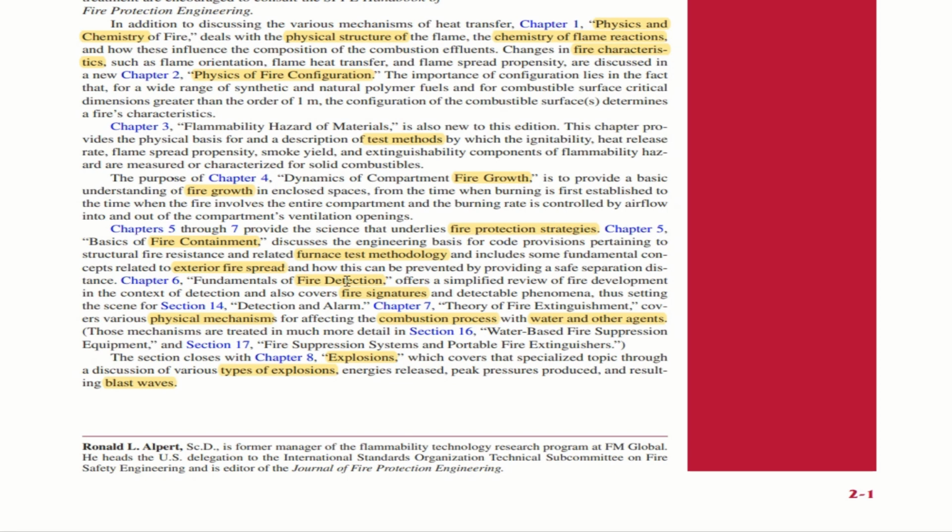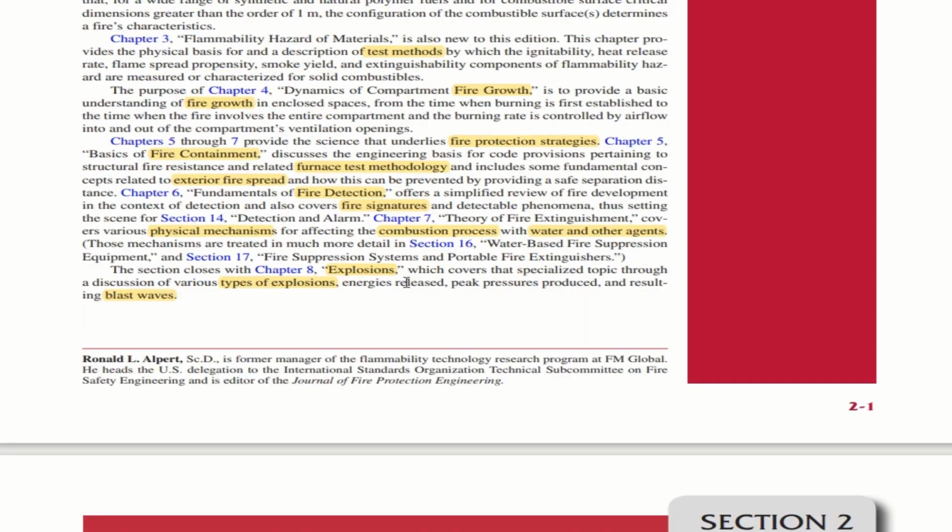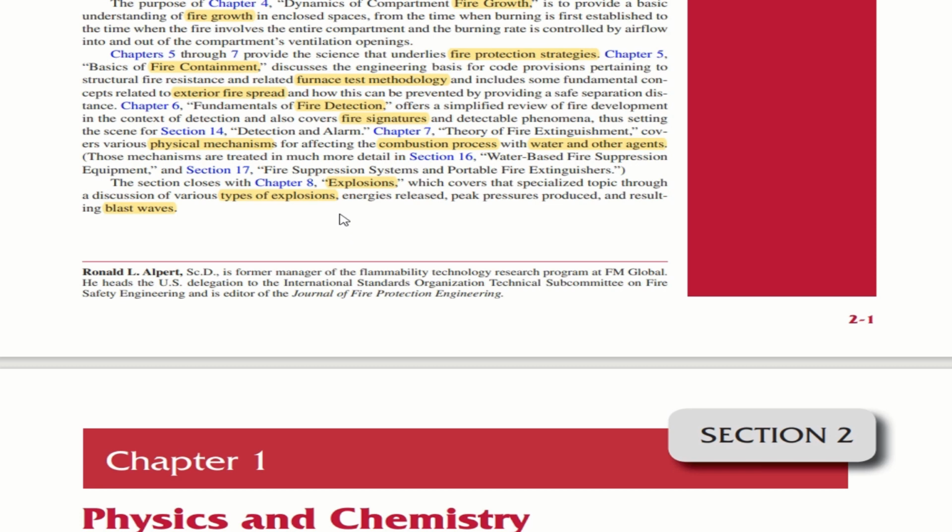Chapter 6 will be fundamentals of fire detection, which covers a simplified review of the fire development in the context of detection, and also covers fire signature and detectable phenomena. And chapter 7 refers to theory of fire extinguishment, which covers various physical mechanisms for affecting the combustion process with water and other agents. Chapter 8 is the final chapter of this section 2, which is termed explosions. It covers various types of explosions, energies released, peak pressures produced, and resulting blast waves.